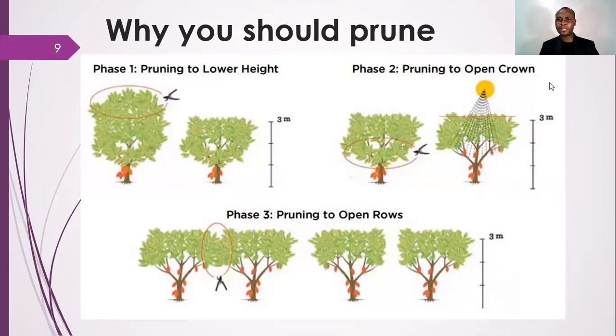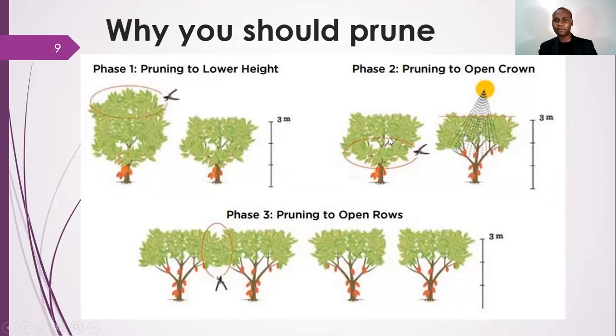Now let's look at the images here. If the tree looks like this, you clean the upper part. The height of the cacao tree should not be more than 3 meters. Anything going more than 3 meters, you have to prune off, and keep the tree's height up to 3 meters, like that.